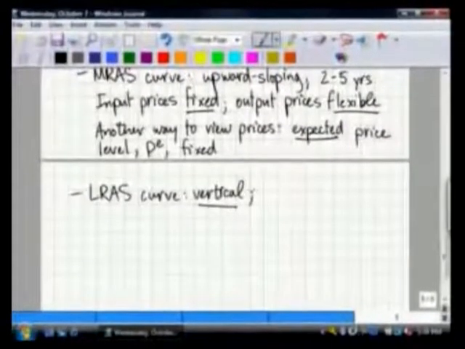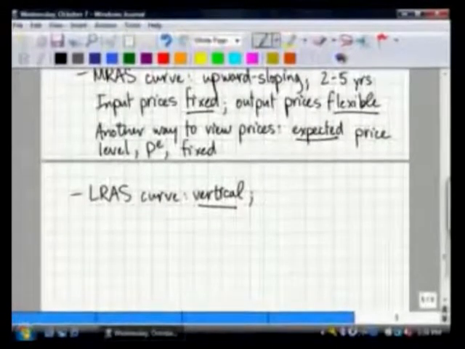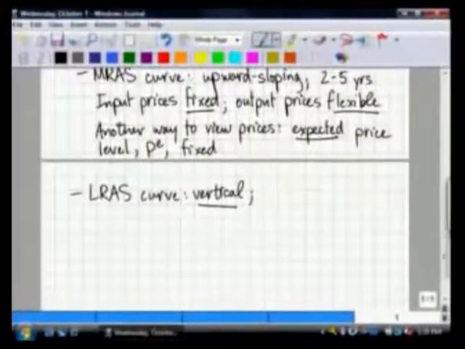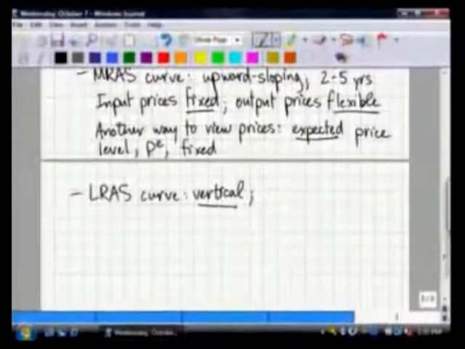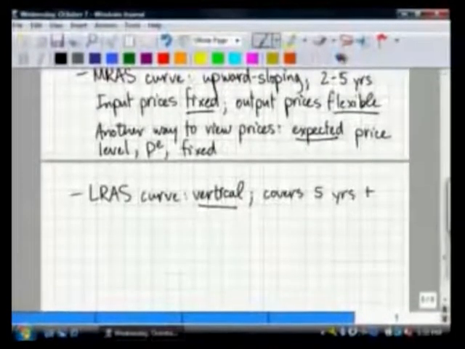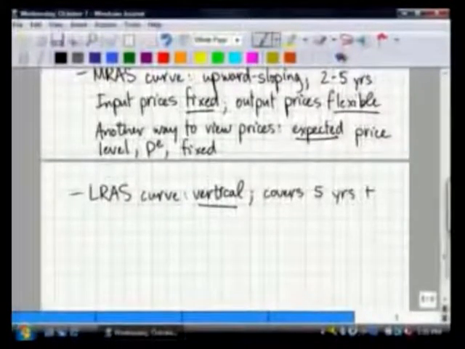Depending on who you talk to, the long-run aggregate supply curve either covers a long time horizon, or in the extreme, if you talk to certain economists, they think it's always valid. They think it's always the right supply curve. I'm more of a person who thinks that the long-run supply curve mostly applies to the long run. So it covers 5 years plus, maybe even decades, for these effects to work their way through the system.